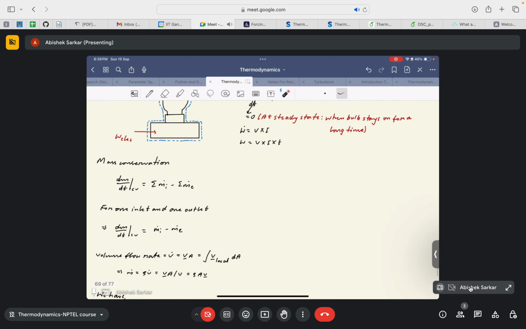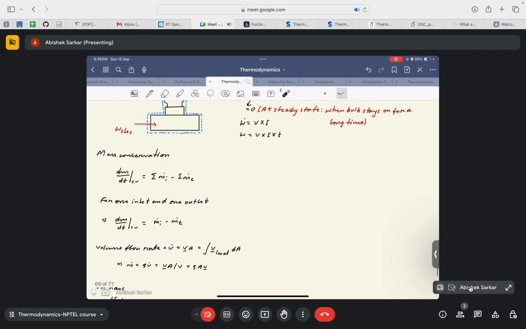And then there is the principle of mass conservation. If any one of you has taken the fluid mechanics course, you will see that this is one of the fundamental laws taken into consideration for analyzing fluid mechanics problems. From that we can say that mass is neither created nor destroyed. So if we achieve a steady state, that is, if there is no mass accumulation in the system, then this term will go to 0.